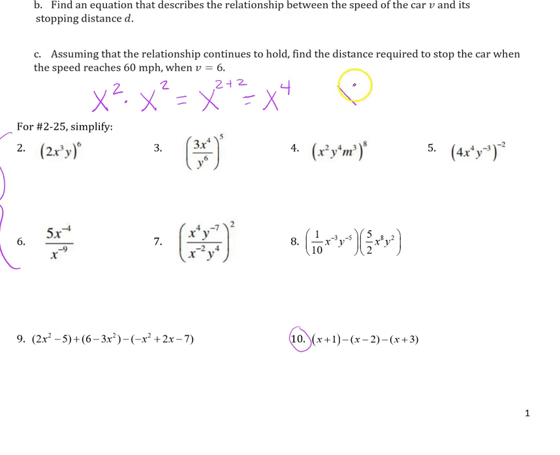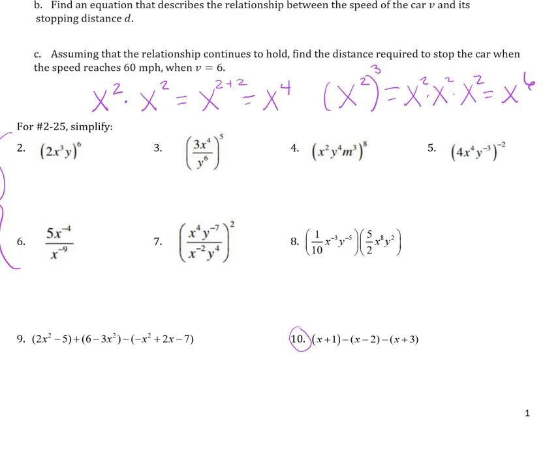If I have a power to a power, this is when I multiply, and that's because this means x squared times itself 3 times. So 2 plus 2 plus 2 gives me 6. So it's x to the 6th, and 2 times 3 gives me 6. So that's why.